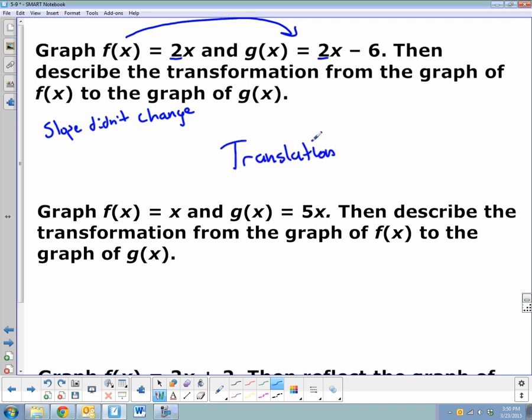And it translated from 2x to 2x minus 6. So it went down 6. So it was a translation down 6. You could say 6 units if you want. I'm just going to go with 6.